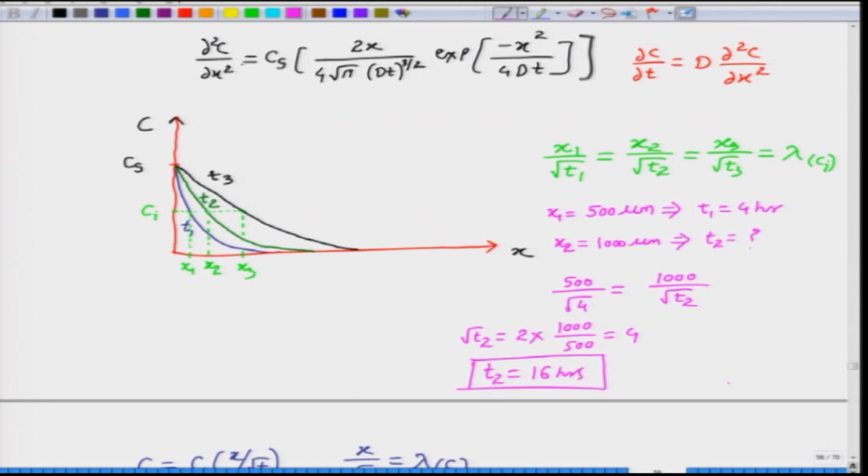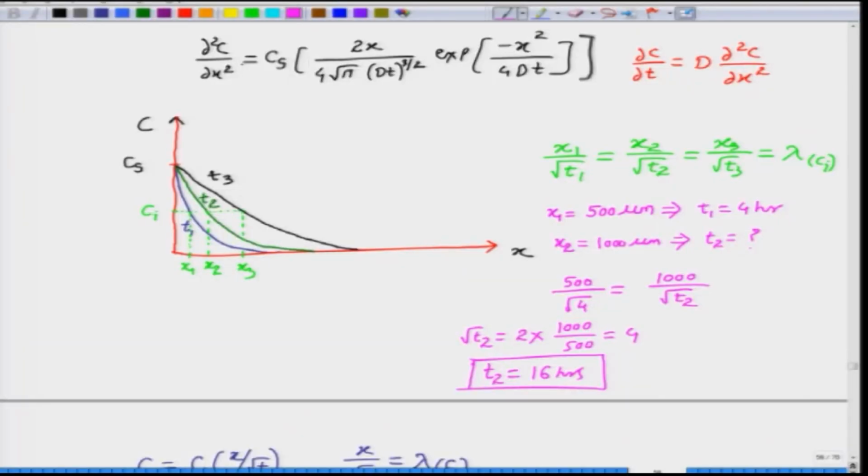So, this is important, because what this tells me is, if I want to double the case depth, I need to increase the time 4 times. So, there is an x by root t relation, it is also called a parabolic relation. So, we say each concentration plane moves parabolically with time, has a parabolic relation with time.